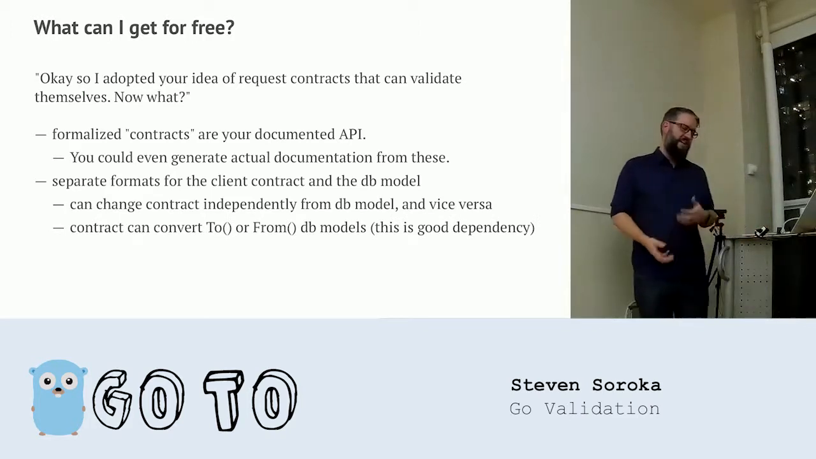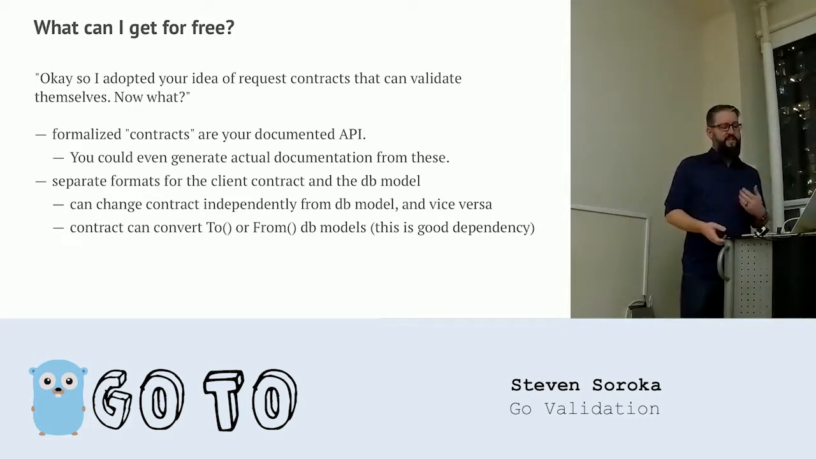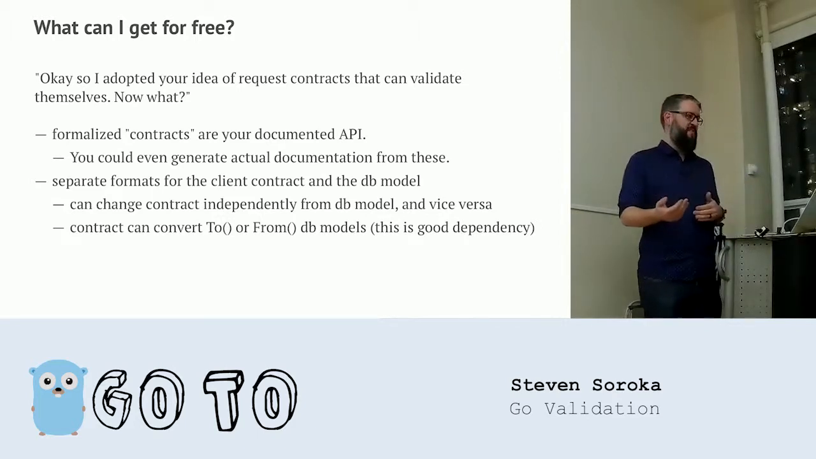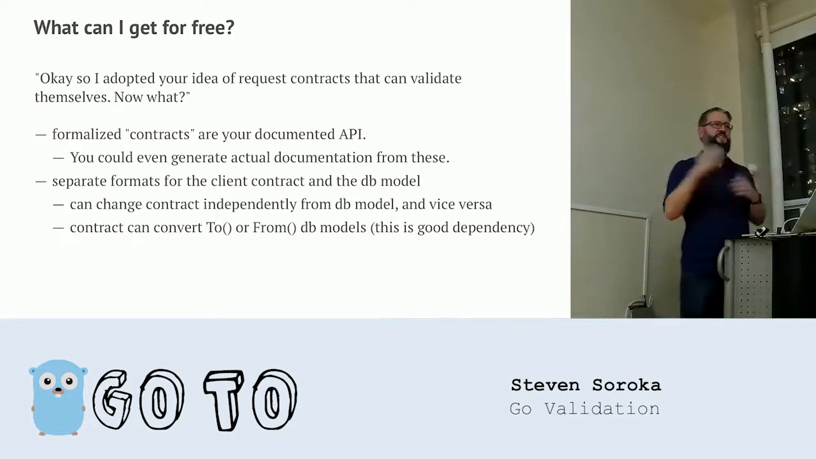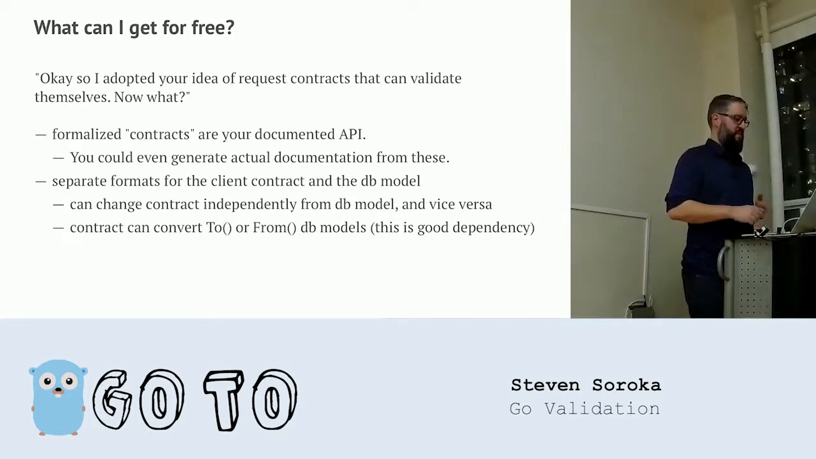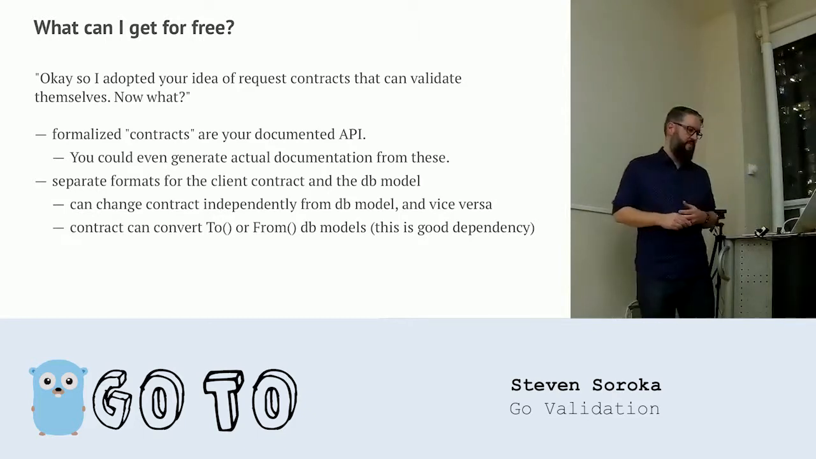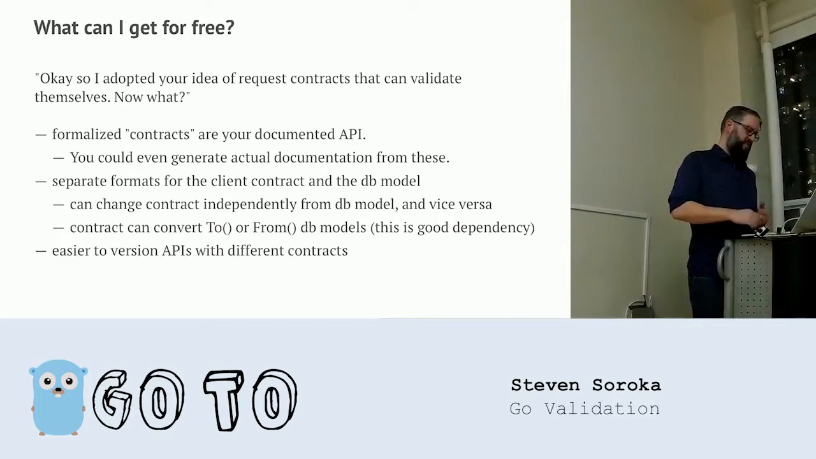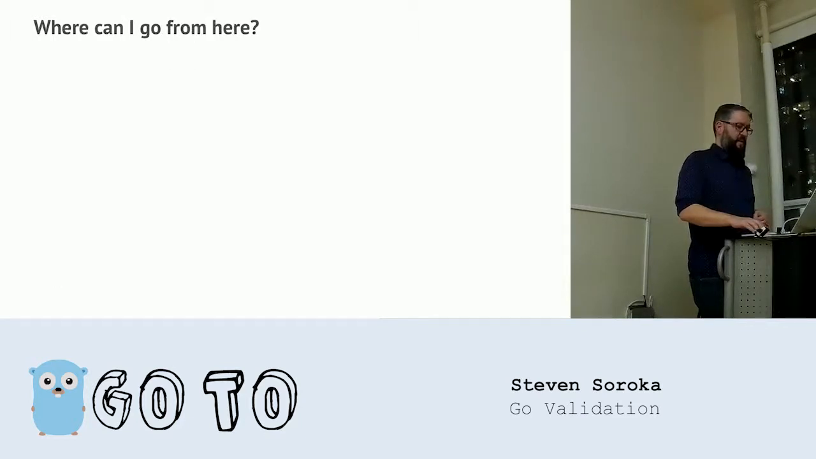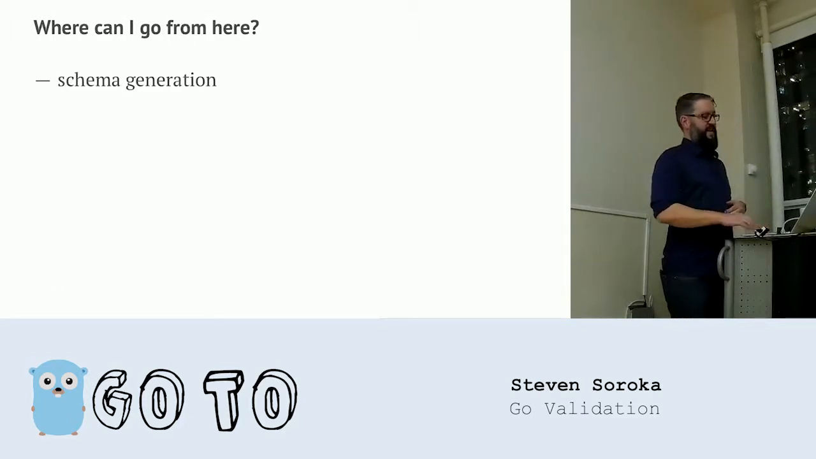The contracts, I didn't show you this, but the contract can implement to or from functions. Like address can say to model address or from model address and be able to translate itself back and forth between your internal DB model. And I think this is the right direction for the dependency to go. It's easier to version your APIs. You can just create a new contract. And hopefully you get data consistency. What else can you get?